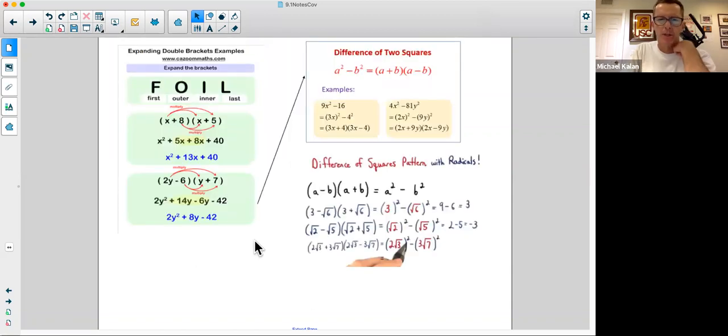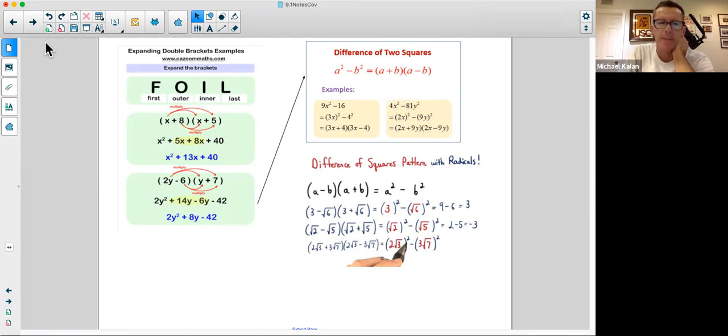Again, just remember how we FOIL. That's important here. Same thing, so we can get conjugate binomials. We already went through this example. Here's another one: 2x plus 9y times 2x minus 9y is going to multiply out and get you that.